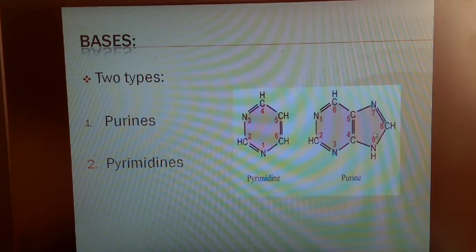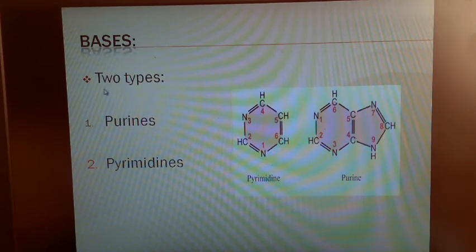This double bond may shift here. If this double bond shifts here, then this hydrogen will be on the 7th nitrogen. So purine will be of two different forms, as in adenine or guanine. The hydrogen may be present on the 7th nitrogen or on the 9th nitrogen, and the double bond may shift accordingly.